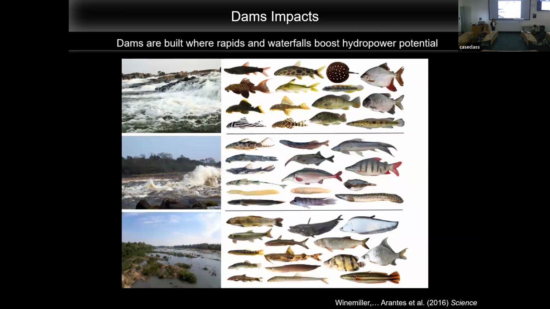In addition to imposing this physical barrier to fish migration, dams are usually built where rapids and waterfalls boost hydropower potential. These high gradient reaches are usually home to a unique fish fauna with traits that are adaptive to life in fast-flowing water. So you can see images of endemic species for the Amazon, the Congo, and the Mekong River.